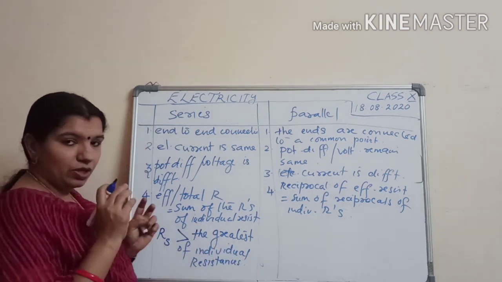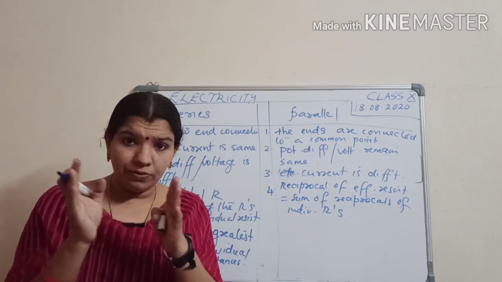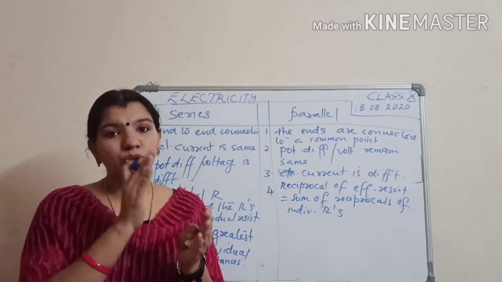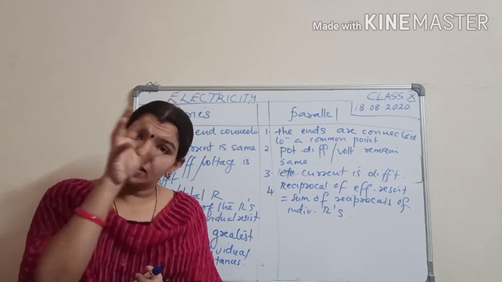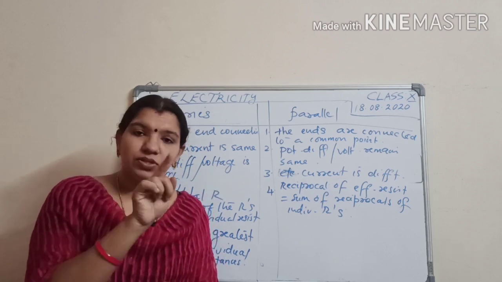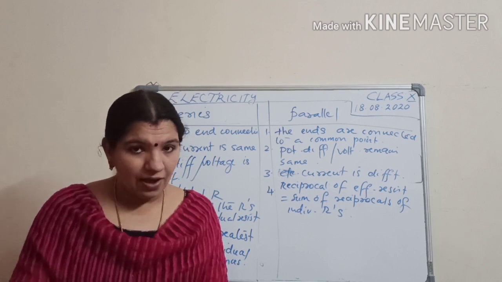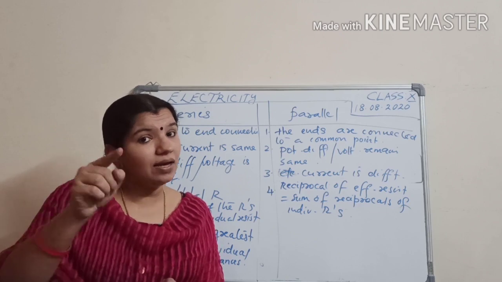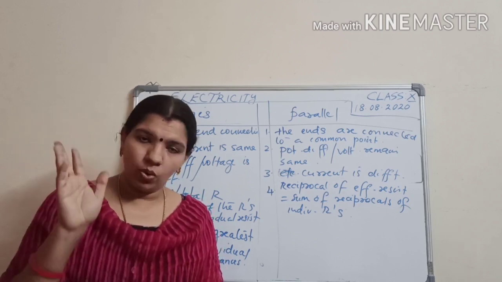That means if you are having 2, 3, 4, etc., you will take the sum. Out of 2, 3, 4, which one is larger? 4 is larger. But when you are taking the sum, you will get 2 plus 3 plus 4, which is 9, isn't it? This 9 is greater than 4. So 2 plus 3 plus 4 will give you 9, and this 9 is the effective resistance. This effective resistance is always greater than the greatest of the individual resistances. Now you got it? Okay.